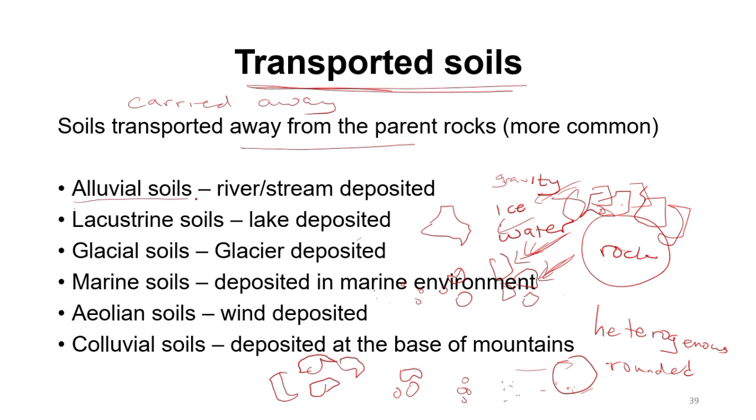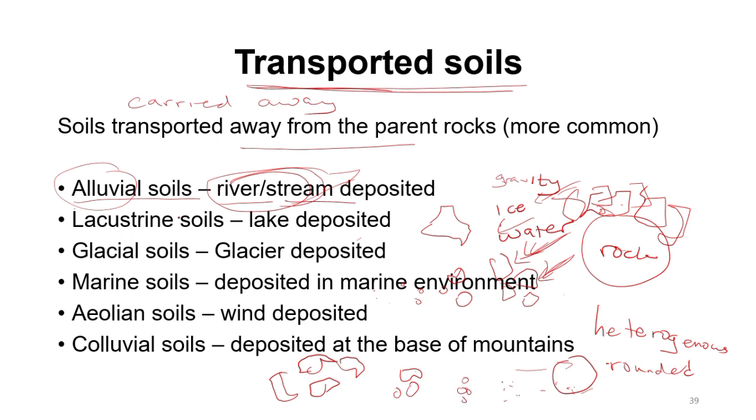What do we mean when we say an alluvial soil? Alluvial soils are formed by deposition of sediments carried by rivers and streams, typically found in floodplains, river deltas, and alluvial fans. When river and stream transports the soil, then we classify the soil as an alluvial soil.